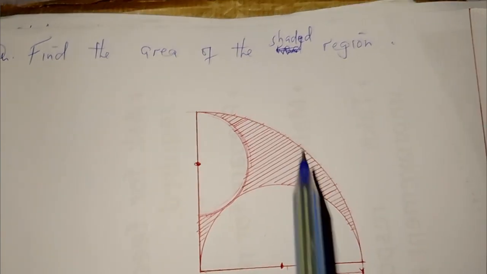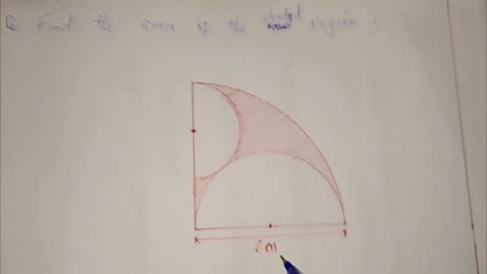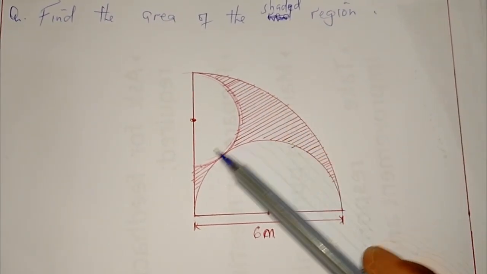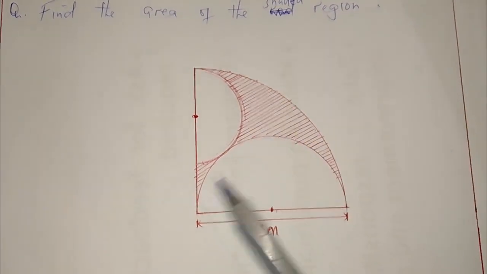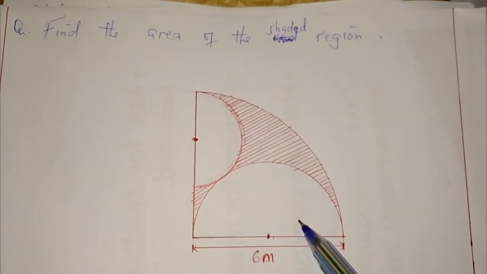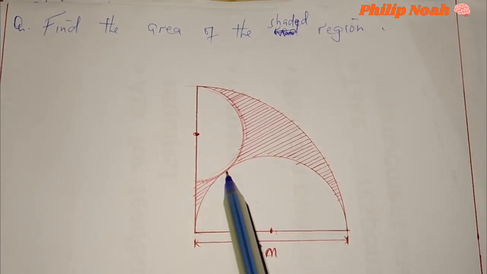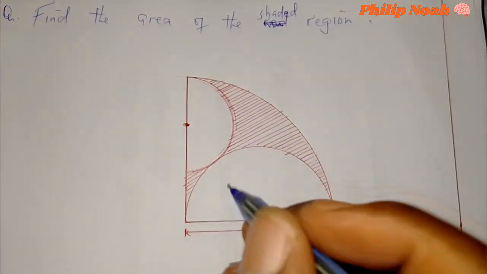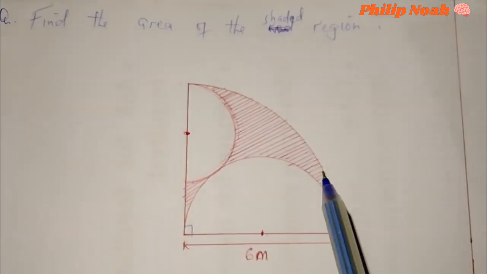Find the area of the shaded region. We have a figure and we have been asked to find the area. This is the shaded region. Genius, this figure is a quarter of a circle. The whole of this is a quarter of a circle.